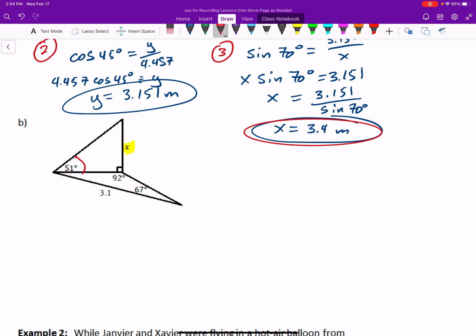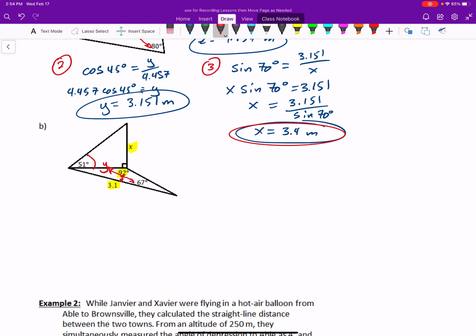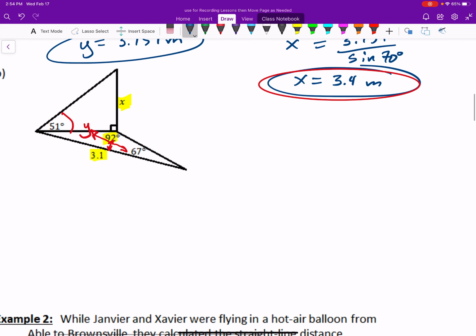What you're looking for is sides that are shared. So the shared side in this case would be this one down here at the bottom. So if I call that y again, this would be a situation where I could solve for y. So what do I know? I know this side across from this angle, and I want to find the side across from this angle. So again, this is set up as a sine law type question. So I can do y over sine 67 equals 3.1 over sine 92.